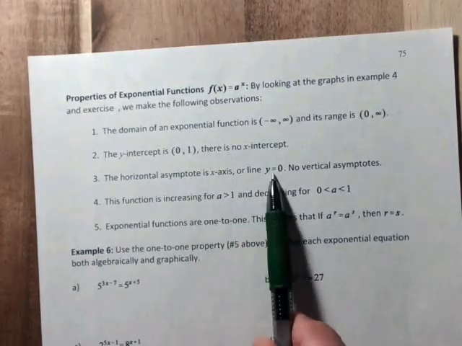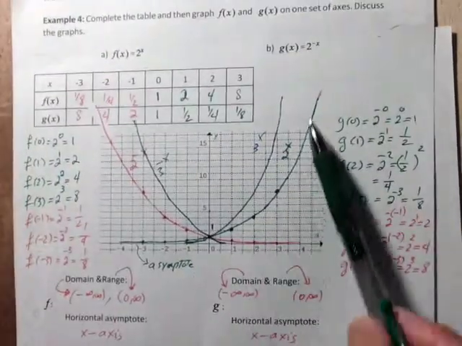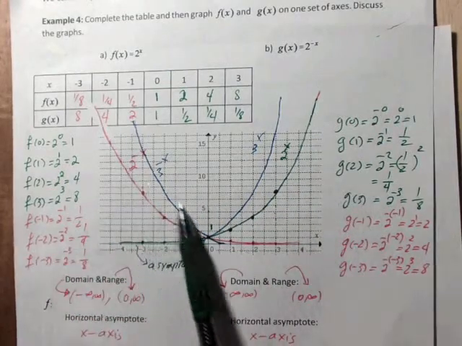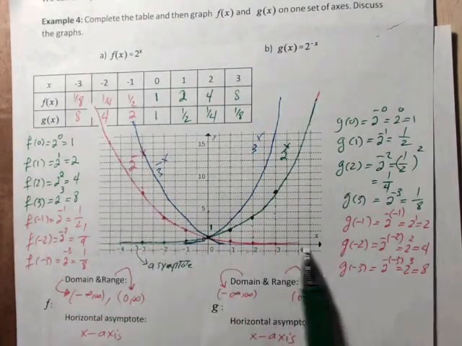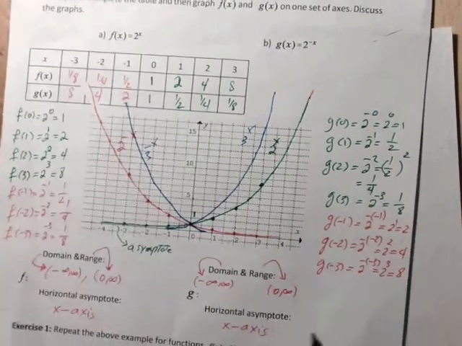The x-axis, or y equals 0, is the horizontal asymptote. You see, just like an airplane landing, to the left and right, as you go to negative infinity or positive infinity, you level off with the x-axis. So the x-axis is the horizontal asymptote.